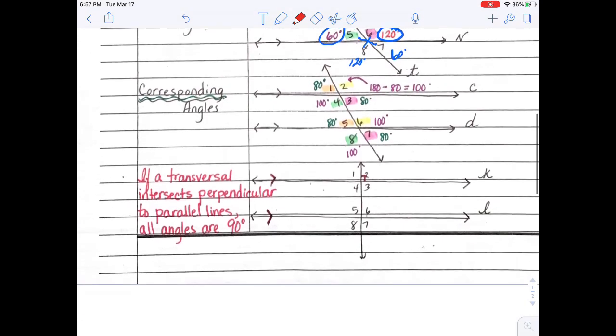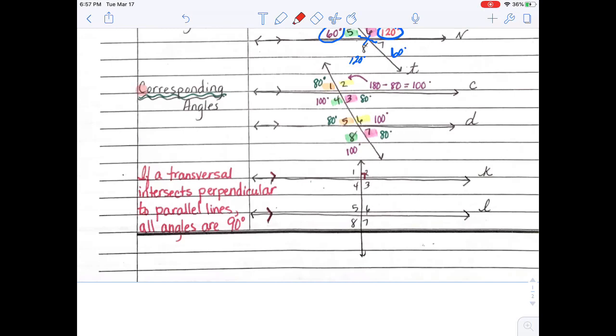Last one, corresponding angles. Again, corresponding means if I was able to take one line, let's say this parallel line right here, C, and I was able to pick it up and lay it directly on this line right here, D, which angles would actually sit right on top of each other? So you can see 2 and 6 would sit on top of each other. Those are called corresponding angles.